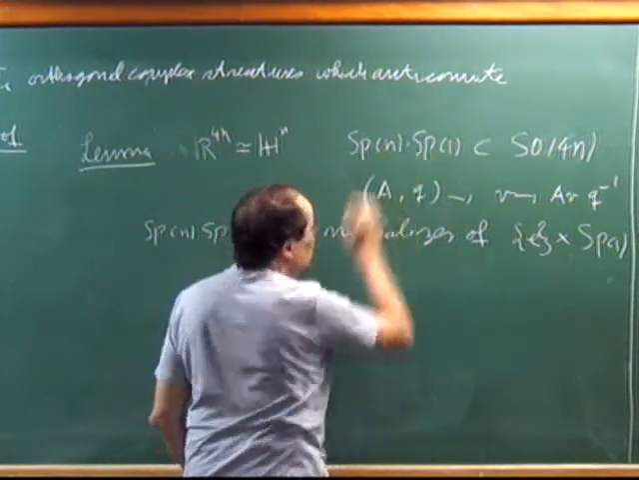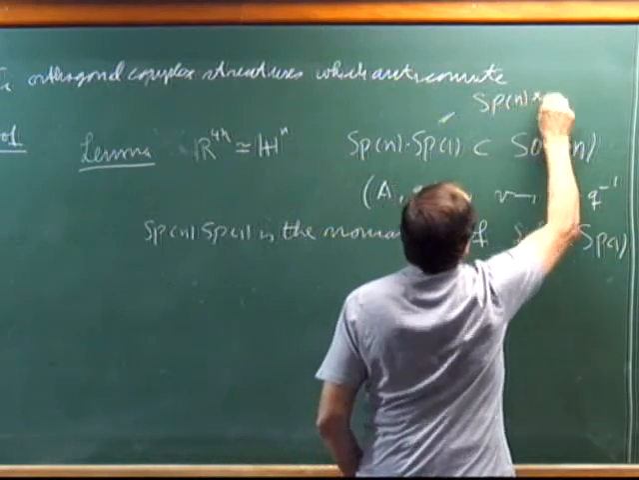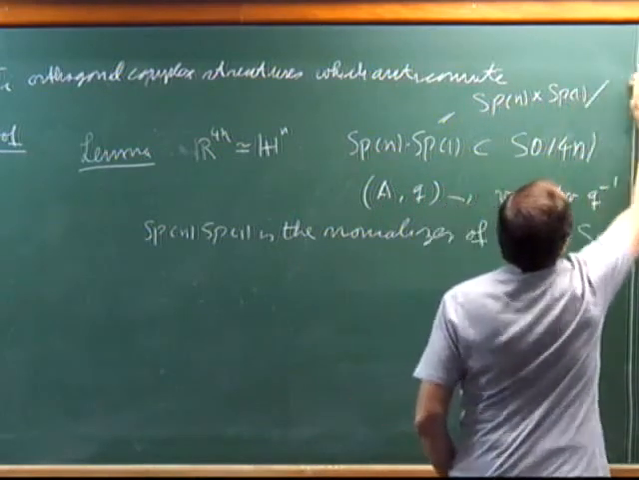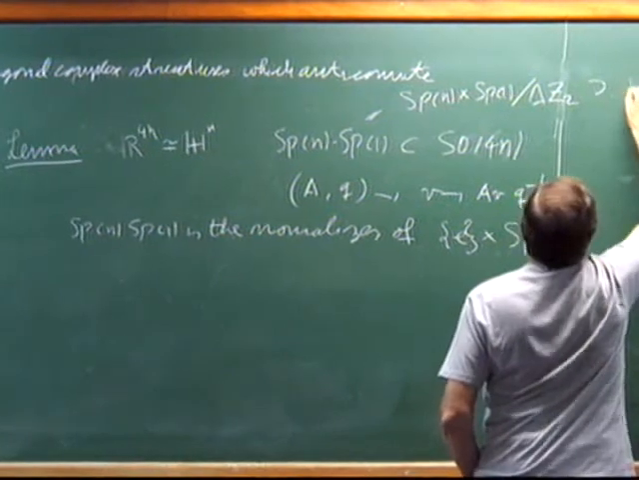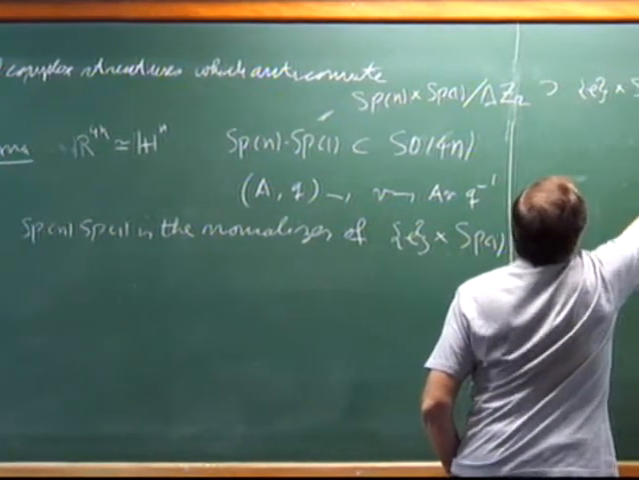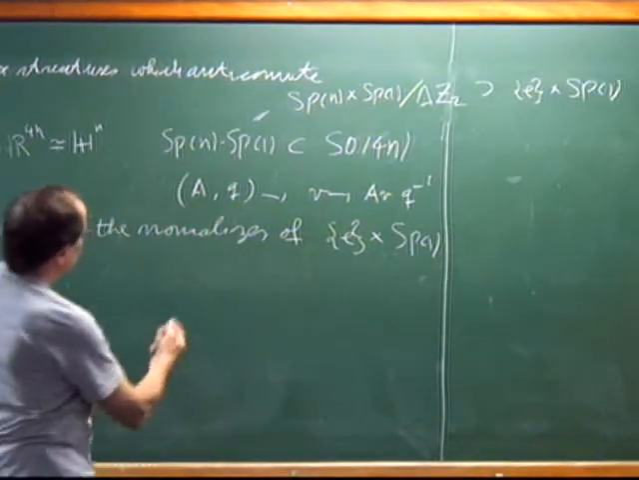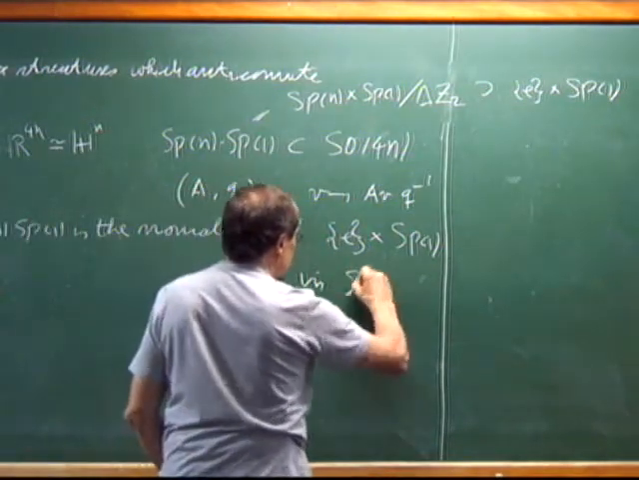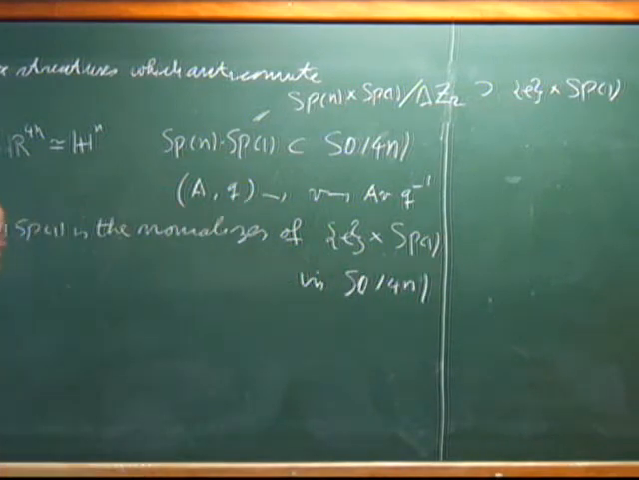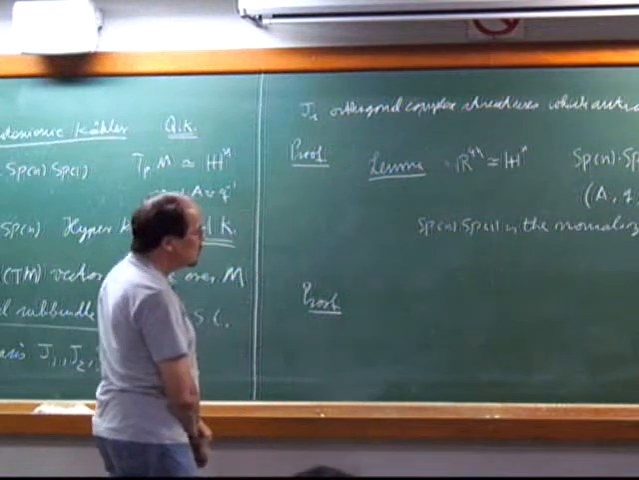Remember, this here is a dot, which meant that it's really a product divided by a diagonal Z_2, but nevertheless it contains as a subgroup Sp(1). I don't have to divide by the Z_2 because this sits in here diagonally. So this is a subgroup of this group, therefore a subgroup of SO(4), and this is the normalizer of this in SO(4n). So that's what I want to claim. Okay, this requires a little argument. Not quite obvious. One inclusion is clear.